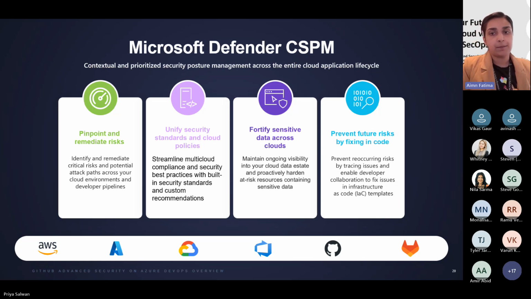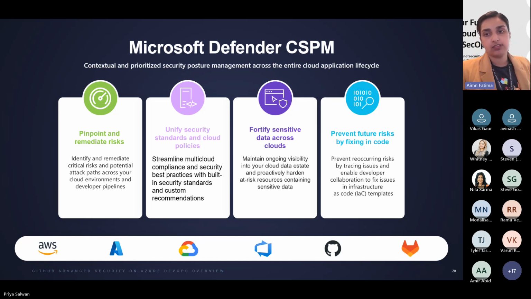I'll briefly go through each one of them. The first is that it helps you pinpoint and fix critical issues across multi-cloud environments and developer pipelines. Second, it helps you unify cloud compliance and policies with built-in security best practices and customizable recommendations. So what that means is that it comes with some recommendations out of the box and other recommendations you can implement yourself based on your organization's security policies.